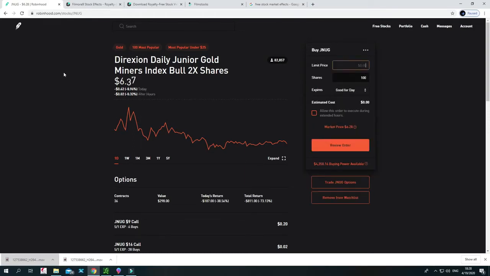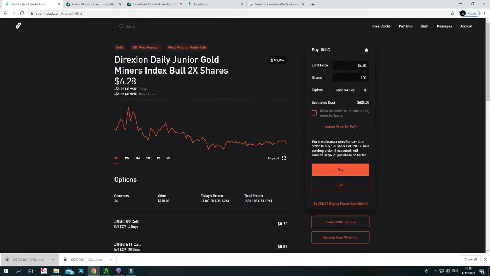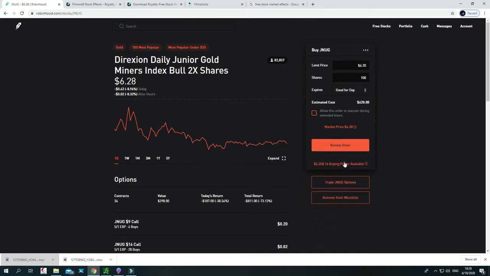Say I want to buy JNUG. It's currently trading at 628. I want to buy it for 620. You're going to put 620 in. You can change this for today or do 90 days out for when that stock will hit that 620 mark. You'll hit review order and hit buy. If you want to change anything, you have to hit the edit button, go back and change it.